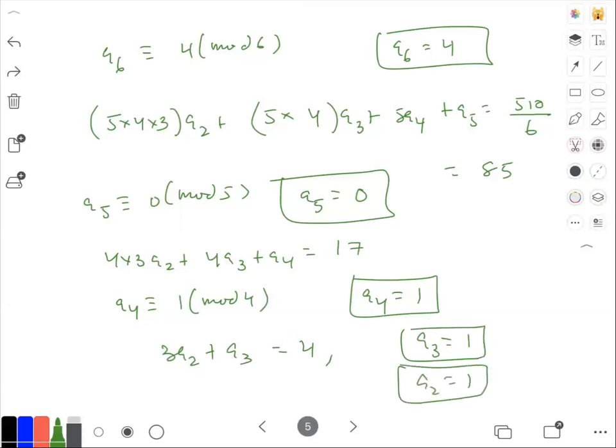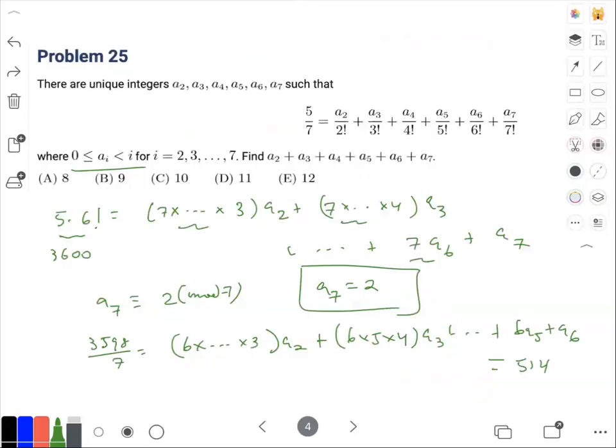So now we want the sum of these. That gives us 1 plus 1 plus 1 plus 4, that's 7, plus 2, that's 9. So our answer is B, and we are done.